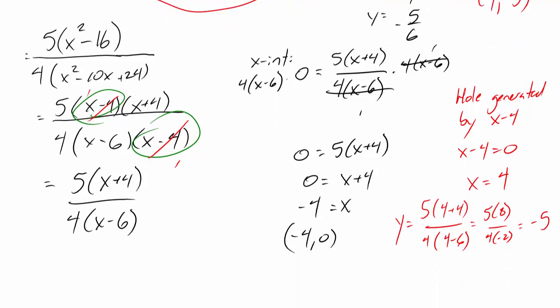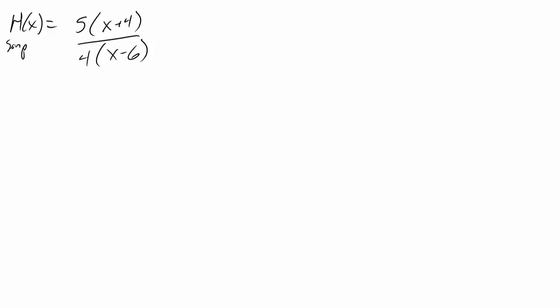Now we're going to scroll that work on up and look for all the remaining features of our graph, namely the asymptotes, from our simplified version, which would be 5 over the x plus 4 over 4 times the x minus 6 for the simplified version.